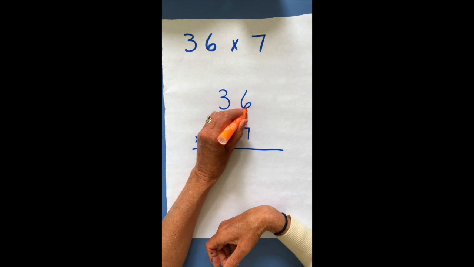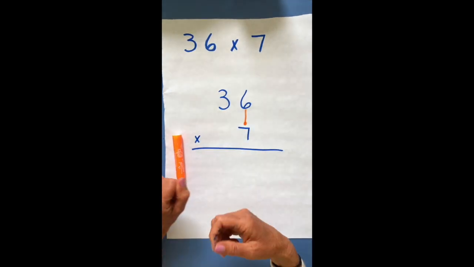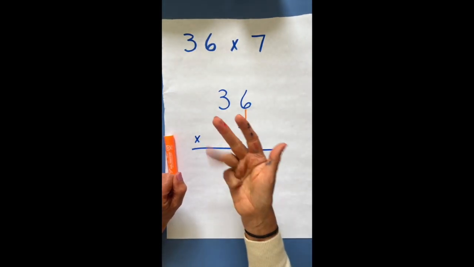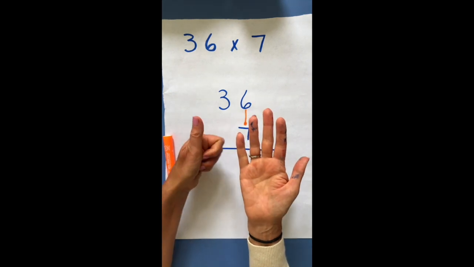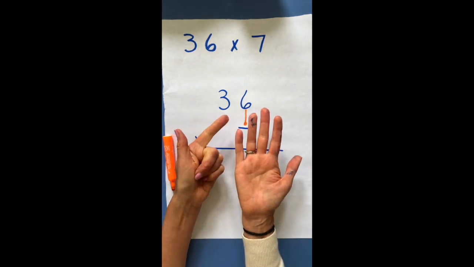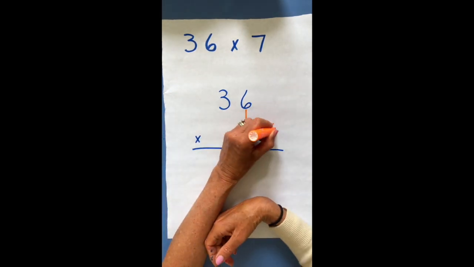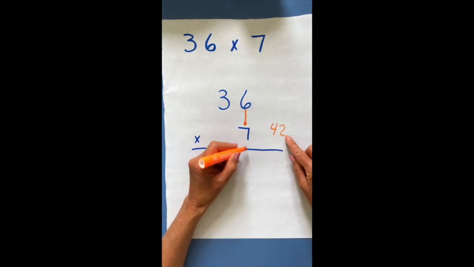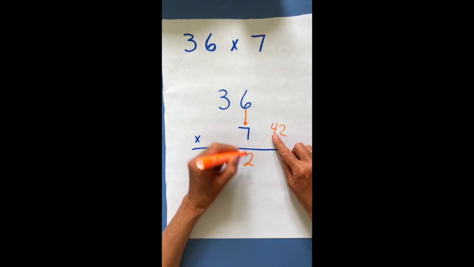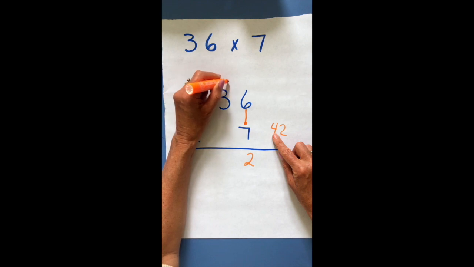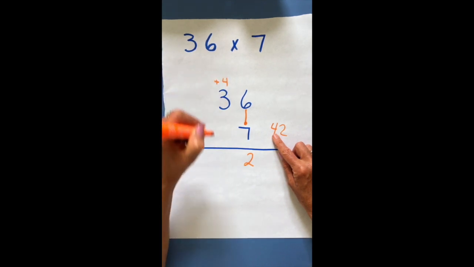So 7 times 6, so 7 groups of 6. 6, 12, 18, 24, 30, 36, 42. So it's 42. So I know the ones place goes down and the tens place goes up, and I make sure I don't forget to put that plus sign.